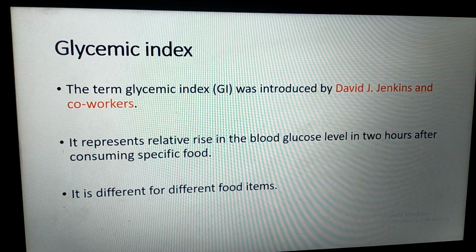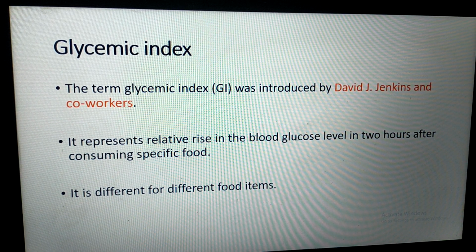The term glycemic index was introduced by David J. Jenkins and co-workers. It represents the relative rise in blood glucose level in 2 hours after consumption of a specific food. It is different for different foods.